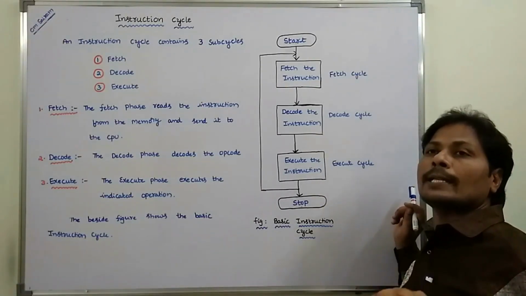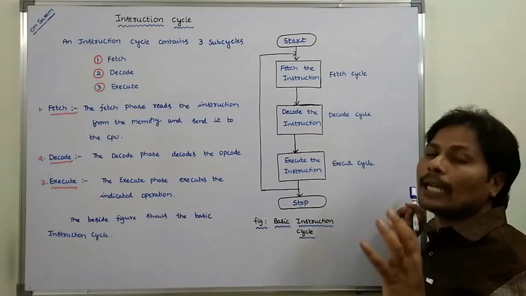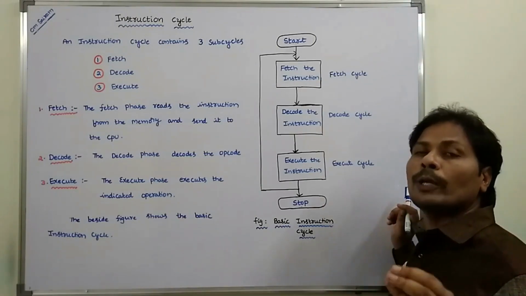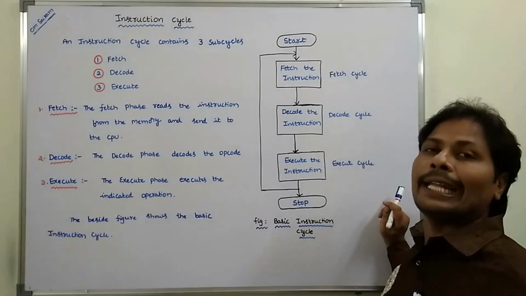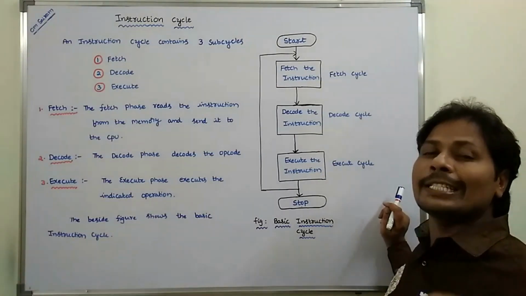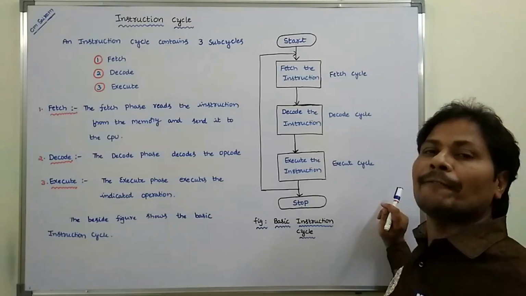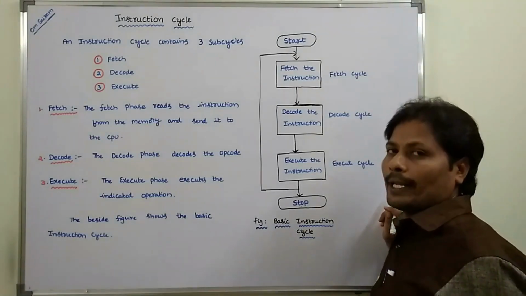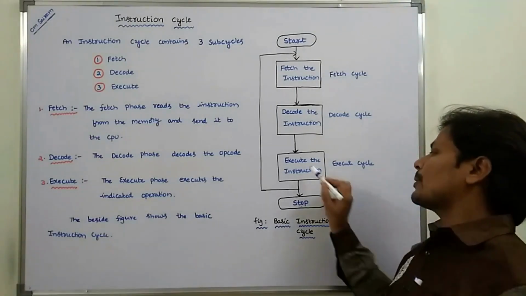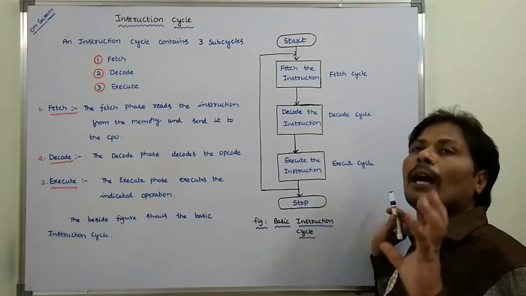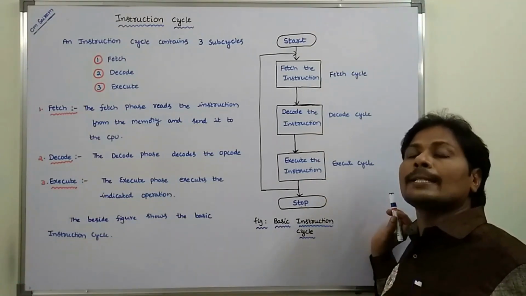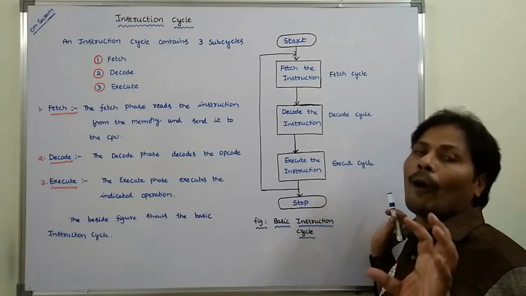It produces 2 power 3, 8 outputs. So we have to use 3x8 decoder. So then we are getting 8 outputs. Each and every output specifies a particular operation. Next one, in execution cycle, we have to execute the instruction by specifying the indicated operation.